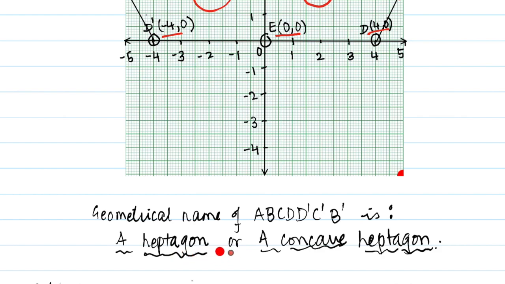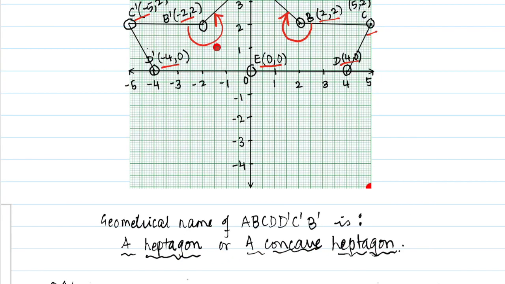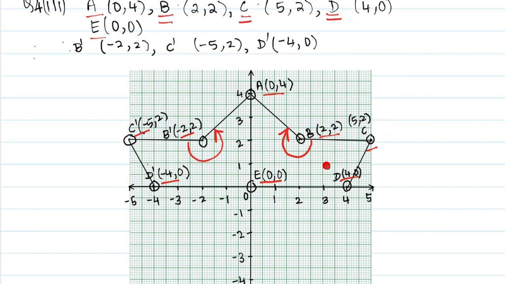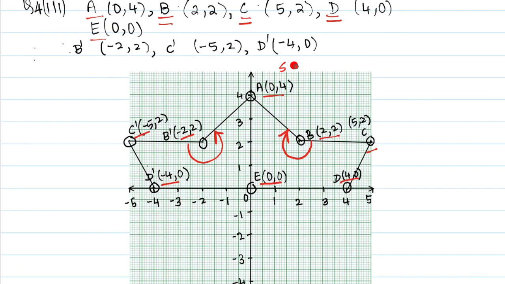You can write it directly like that, or a concave heptagon. If one of the angles is more than 180 degrees, then it is called a concave polygon. So it's a concave heptagon. Now out here, the scale was 2 centimeter equal to 1 unit on both axes.